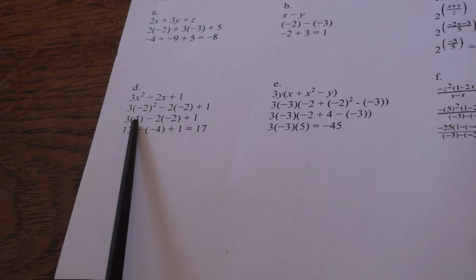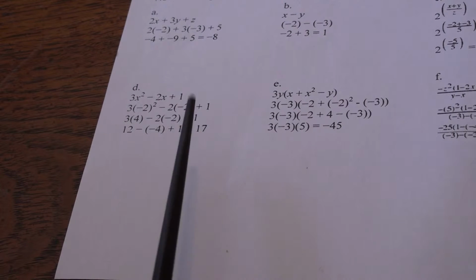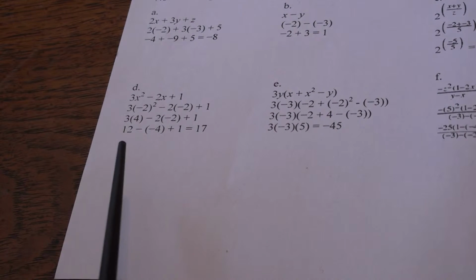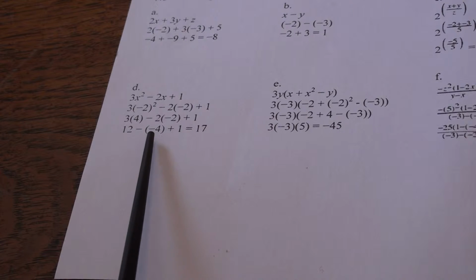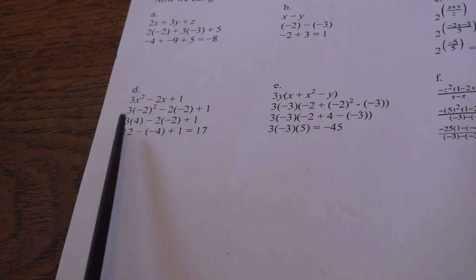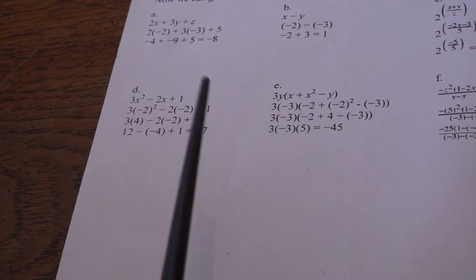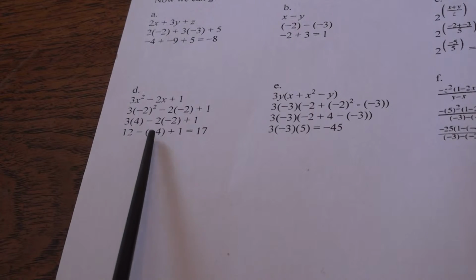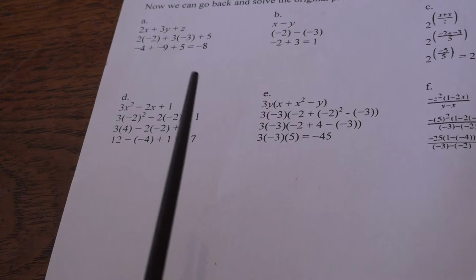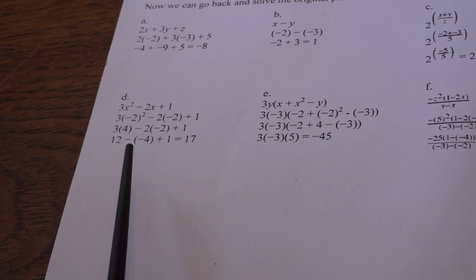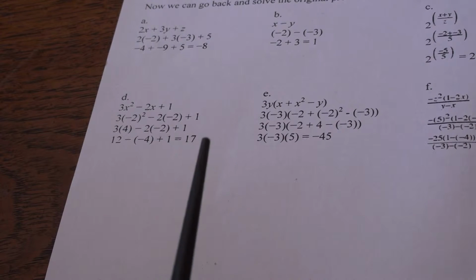So we now have 3 times 4 minus 2 times negative 2 plus 1. 2 times negative 2 gives us negative 4, and 3 times 4 gives us 12. So we have 12 minus negative 4, which I'm sure you remember is 16 since you're subtracting a negative, plus 1 gives us 17.